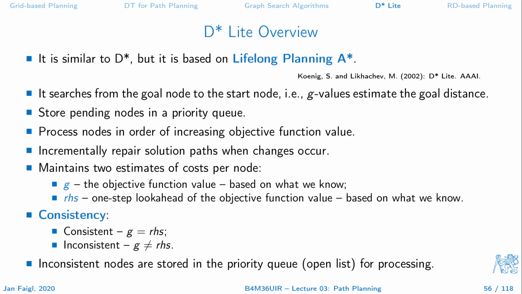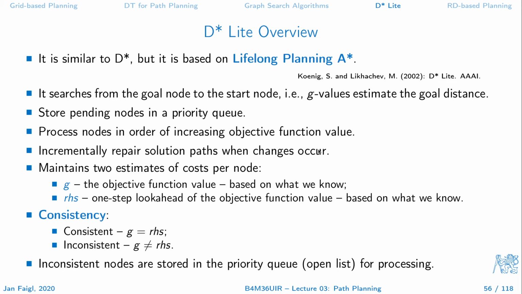And there is a priority queue used for the open list, so we store there the pending nodes. Nodes are processed in order of increasing objective function. So we are greedy, focused on what is the most promising because that will be the shortest path. The main advantage is the ability to incrementally repair solutions once we are able to detect changes.